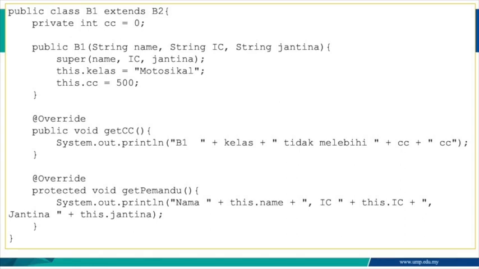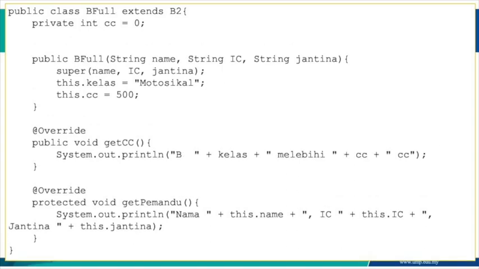Okay, so in this specific B1 class, it also overrides the method from the parent, which is getPemandu. When it overrides this method, it will get the information from the main parent, which is Pemandu, to get the name, the IC, and then the gender of the particular person. Okay, and then another one, we have class B4 extends B2.